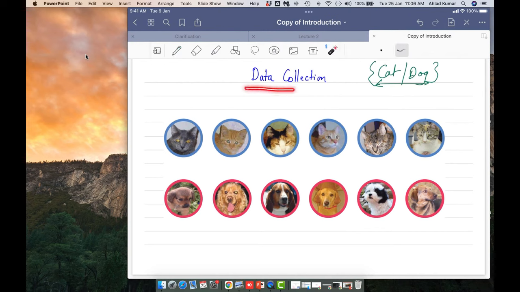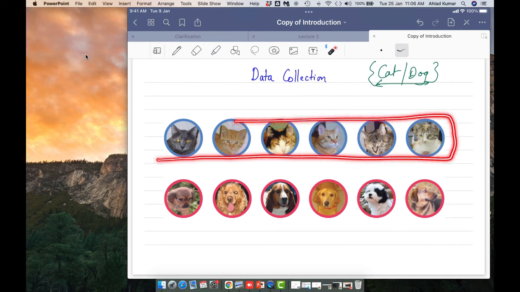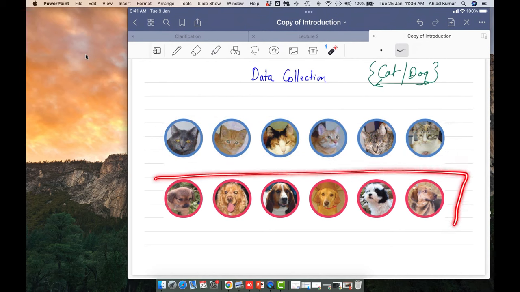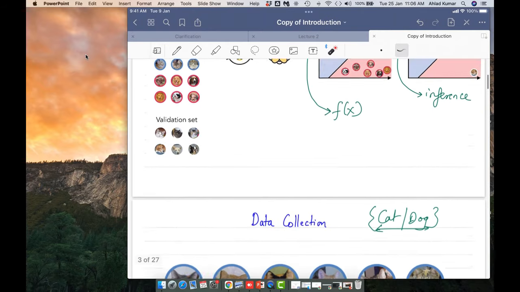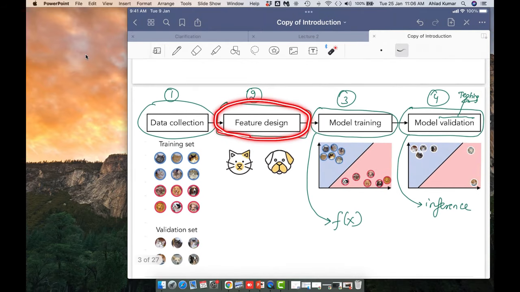So the first step is data collection. We are trying to distinguish cats from dogs. What will happen is we will collect cat images, various cat images, you can see over here, and we will collect various dog images also, which is shown in the last row. So these are the cat images and these are dog images. Now the data collection part is over. The second part is feature design. Let us understand why people came up with this idea of feature design, and why feature design is important.